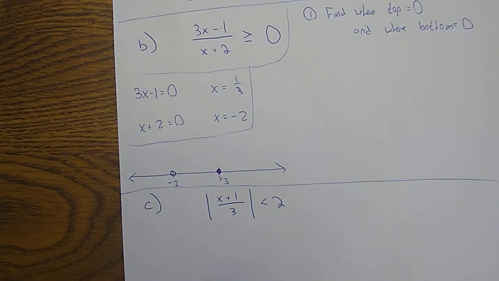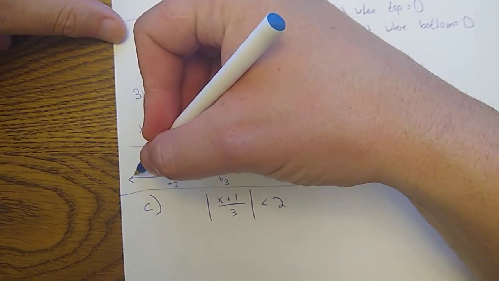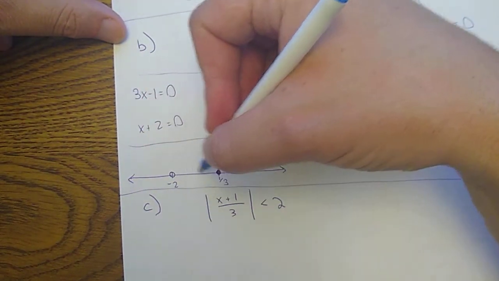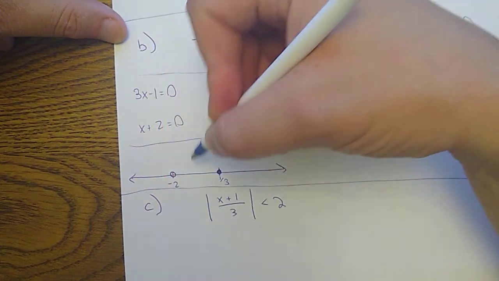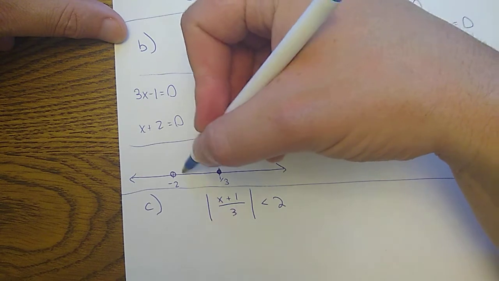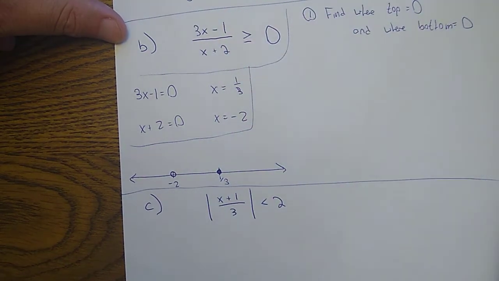Okay, so we decided a few things. We decided that -2 is not included and 1/3 is included. Now I still have to decide. There's three sort of ranges of x that I have to decide. There's the values of x that are smaller than -2, the values of x that are in between -2 and 1/3, and then the values of x that are bigger than 1/3.